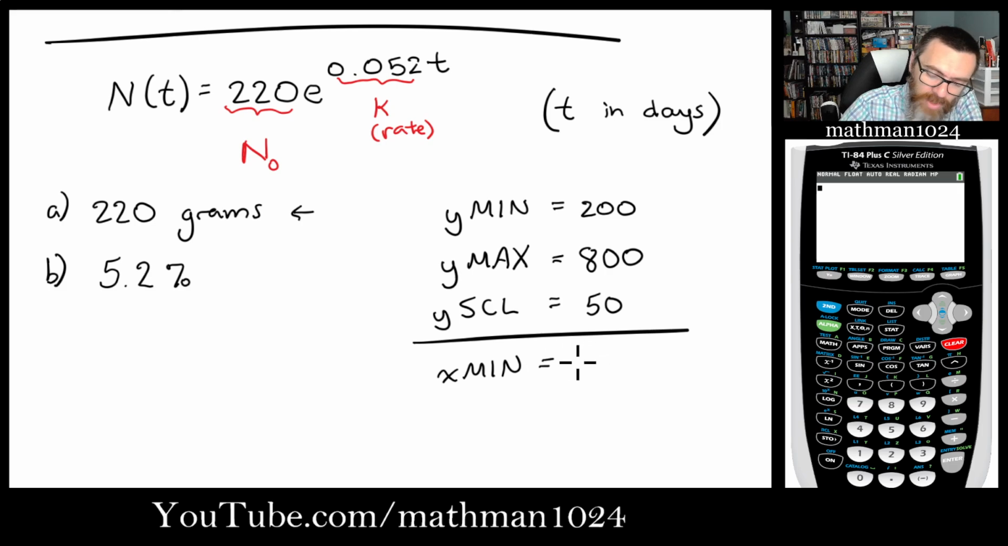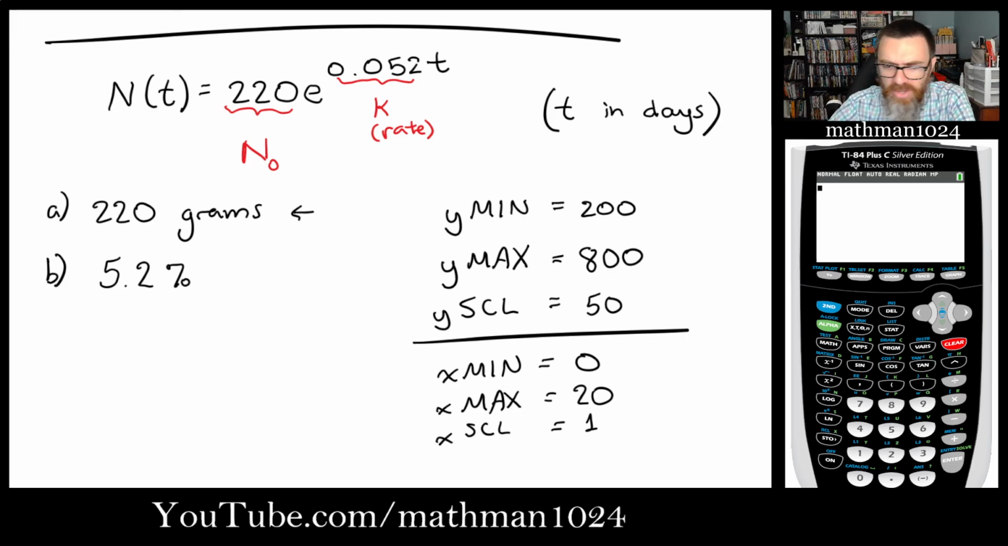well, the minimum we want is 0 because that's going to be the initial value. And our max value, so if we look here, it's asking about doubling time, what's the mass of the culture in 6 days. So let's go ahead and put this at 20. Let's just see what happens with that. And then for the x scale, we'll leave this as 1. So let's go to the calculator and see what that looks like.